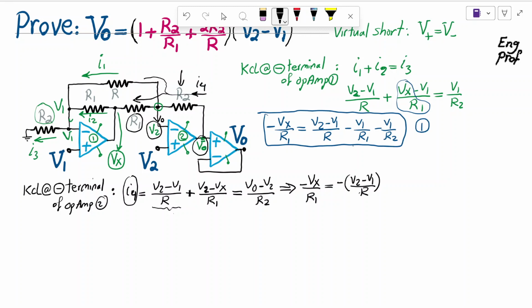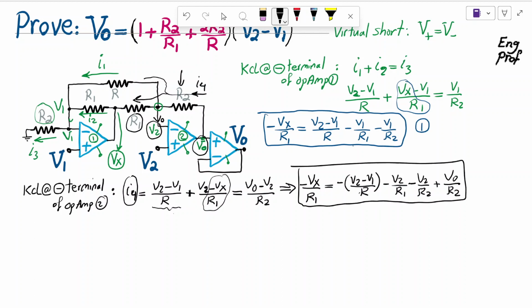I am keeping negative Vx over R1 on this side, moving everything to the other side. So it becomes negative V2 over R1 and negative V2 over R2, and finally plus Vout over R2. Okay, this is equation number 2, and obviously comparing equation 1 and 2, you can see both of them are equal to negative Vx over R1, so I can set the right hand side of these two equations equal to each other.